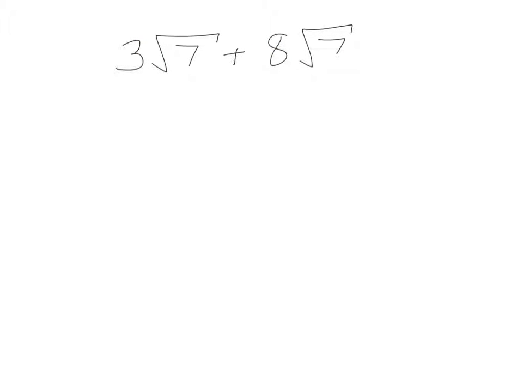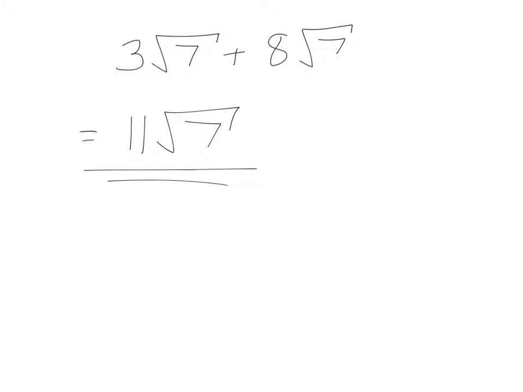Okay, here we've been asked what is 3 root 7 plus 8 root 7. And I can do this calculation because these are both root 7s. This is essentially the exact same question as 3a plus 8a. So I essentially want to know how many root 7s I have altogether. So 3 plus 8 is 11, so I've got 11 root 7s.